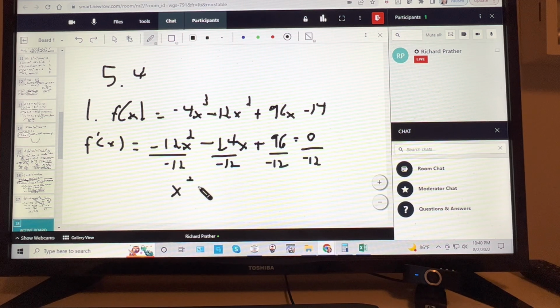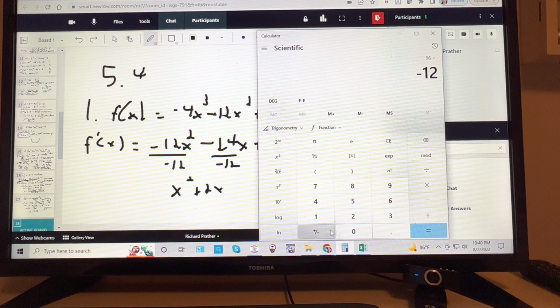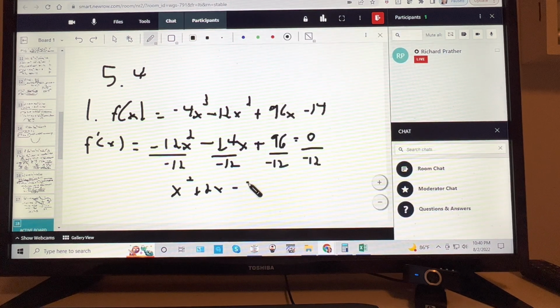Negative 24 divided by negative 12 is positive 2. 96 divided by negative 12 is negative 6. No, negative 8. So this will factor into x plus 4 and x minus 2. Two numbers that multiply to negative 8, and they subtract to give you a positive 2. 4 minus 2 is 2. So I have 2 critical numbers, x equals negative 4 and x equals 2.